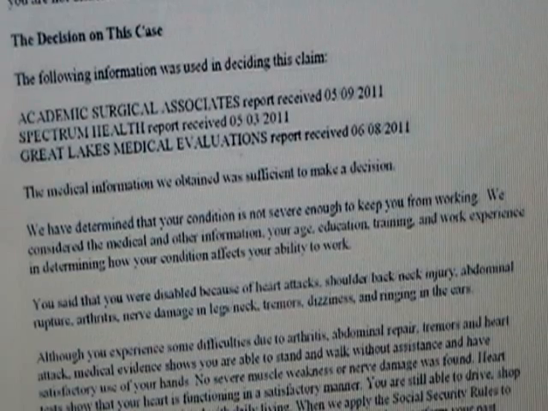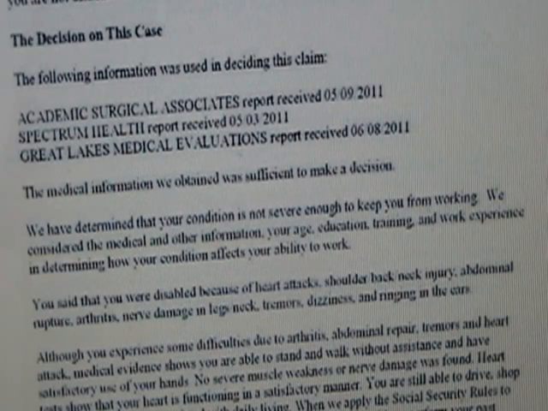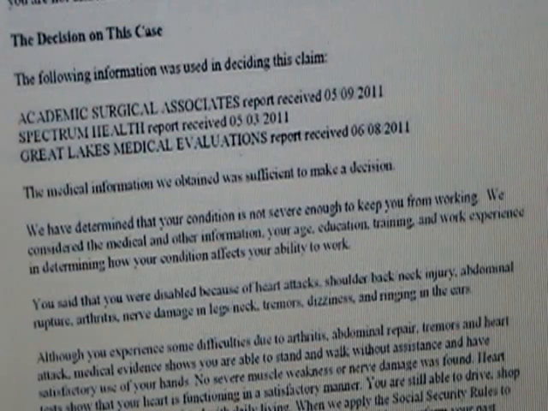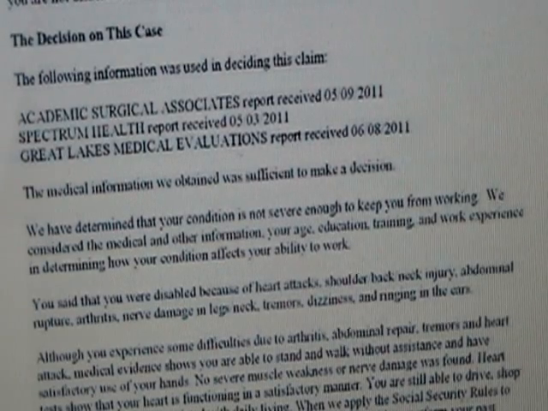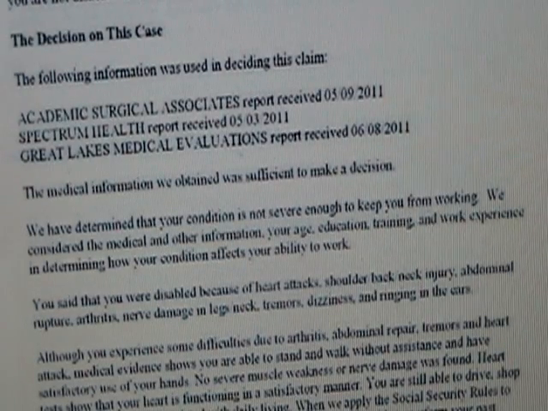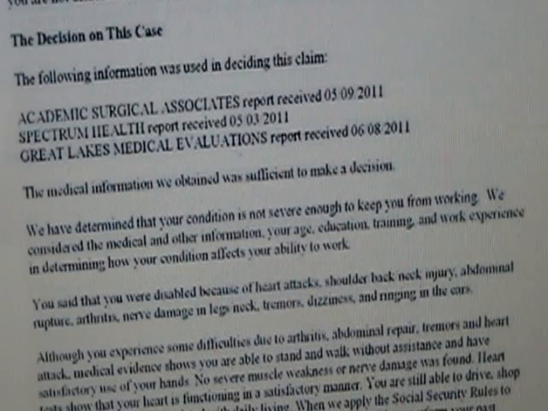So, the following information was used in deciding this claim. Well, Academic Surgical, they got no report. Spectrum Health, they got no report. But did they let me know? No.